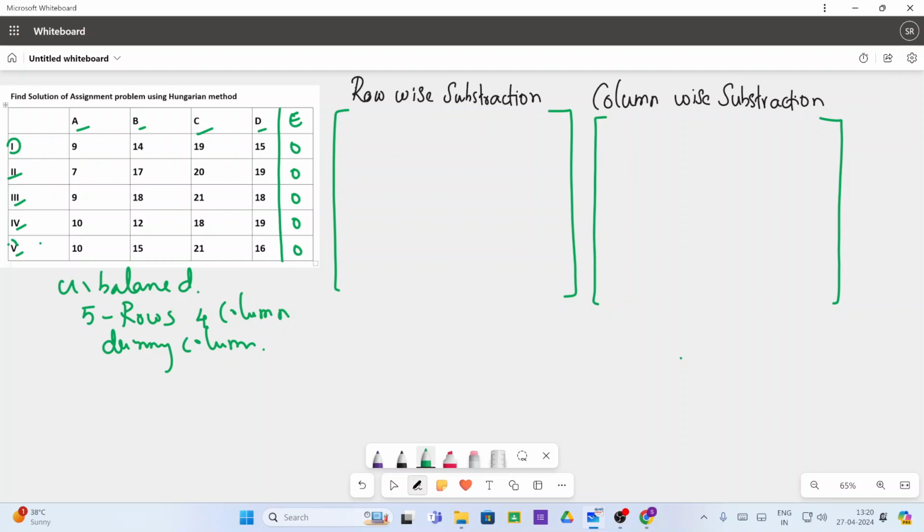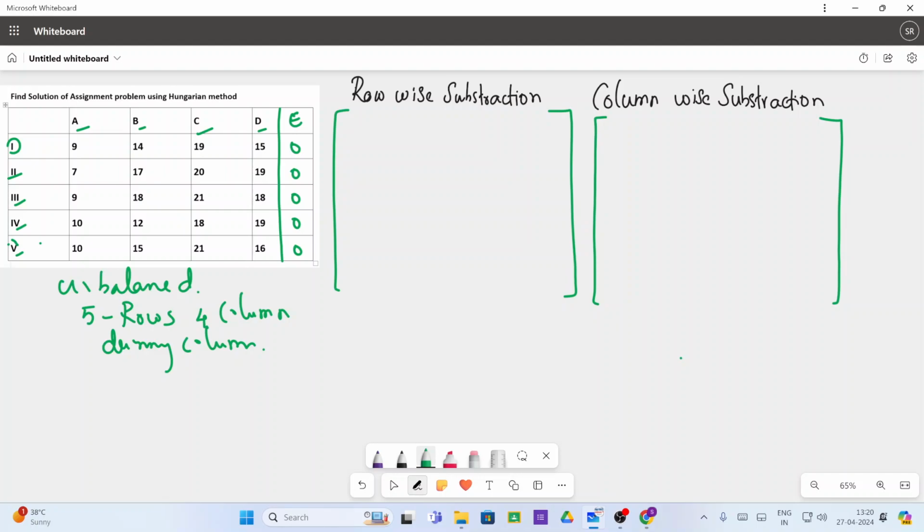Now the next step is a row-wise subtraction. What is a row-wise subtraction? You take the least value in the row and subtract it from all the other values. This is why we are doing this: we should have zeros in all the rows and columns. To have zeros in all the rows, we do row-wise subtraction. To have zeros in all the columns, we do column-wise subtraction.